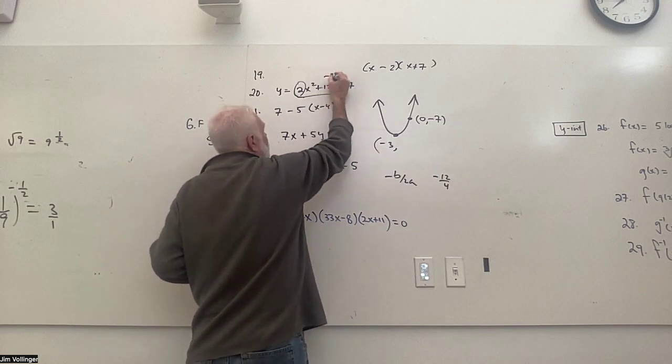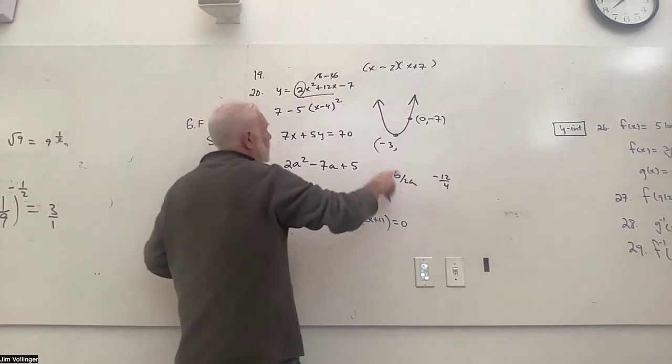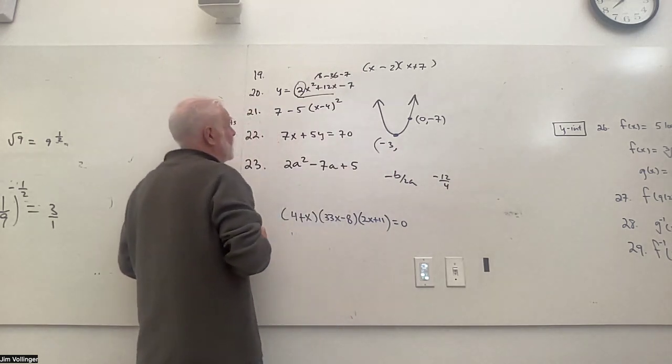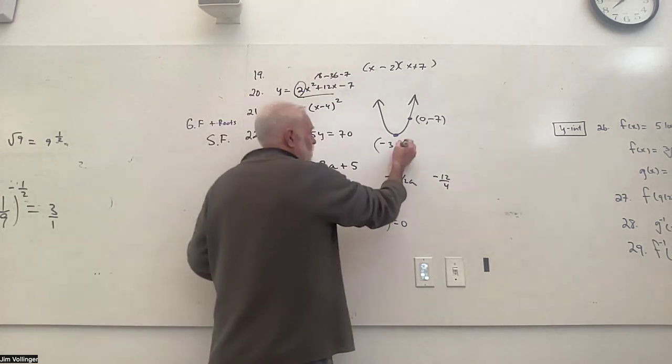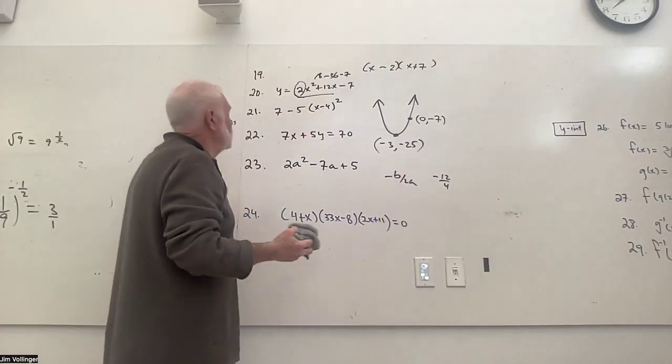Minus 3 is minus 36. So this better be 18 on the front side. It is. And then I've got -7, and so that's -18, -7, -25. Okay, wonderful, and I got the roots too.